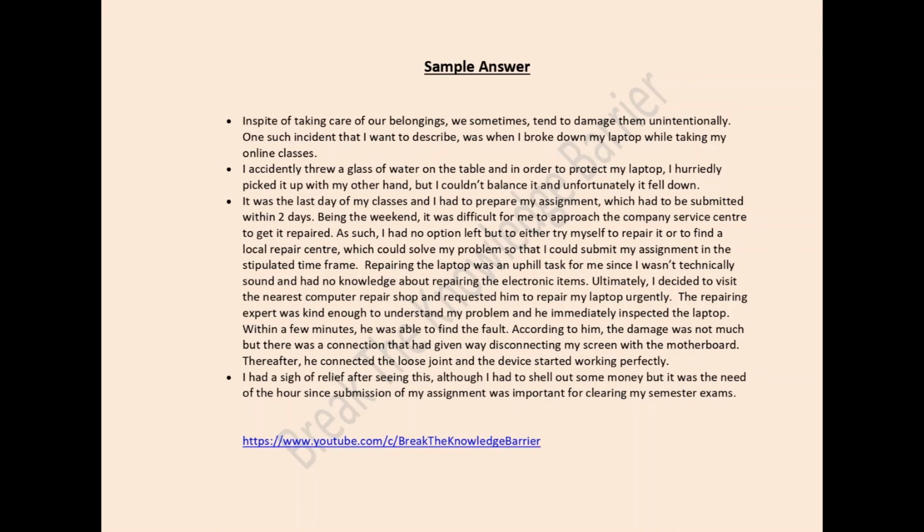According to him, the damage was not much, but there was a connection that had given way, disconnecting my screen from the motherboard. Thereafter, he connected the loose joint and the device started working perfectly. I had a sigh of relief after seeing this, although I had to shell out some money, but it was the need of the hour since submission of my assignment was important for clearing my semester exams.